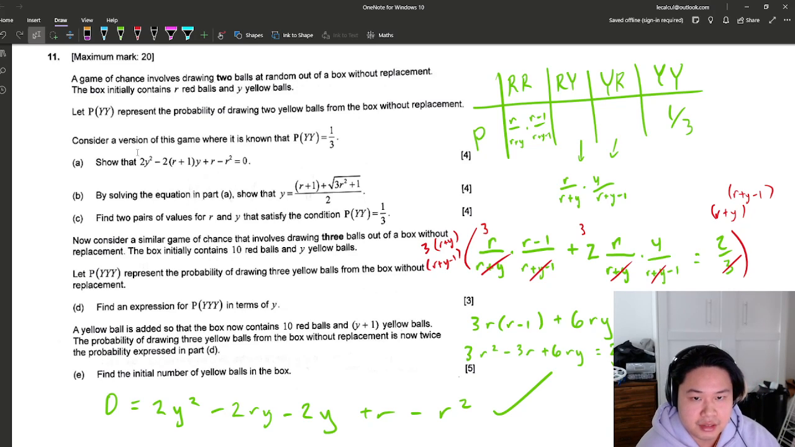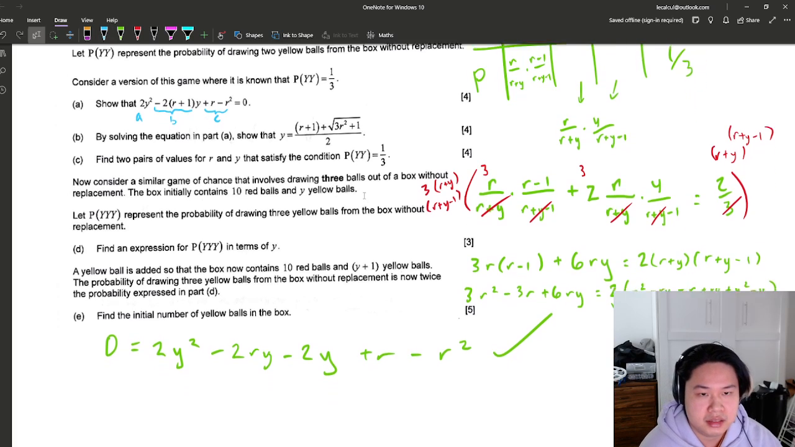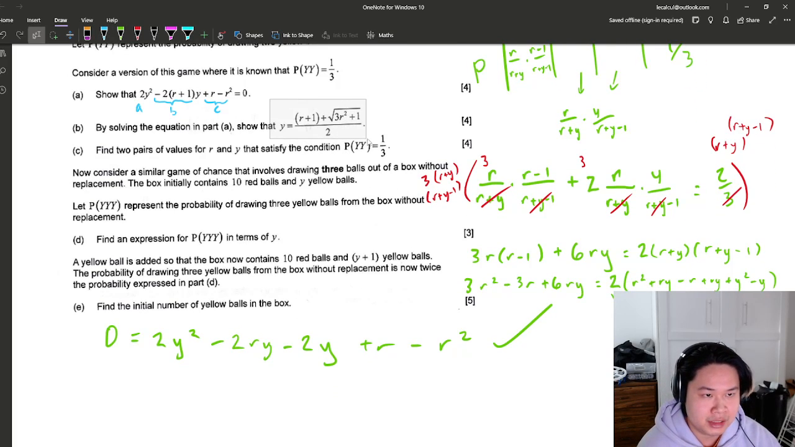Okay, solve this equation to show this. So this is a quadratic in y, right? This is your a, this is your coefficient b, this is your c, and then you're just solving this equation as a quadratic in y using the quadratic formula. So here's a, this whole thing here's b, and then this whole thing is c. Put it in the quadratic formula, and you should get this.